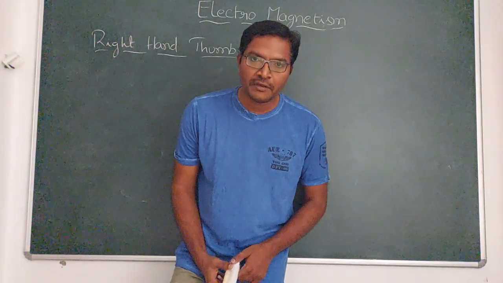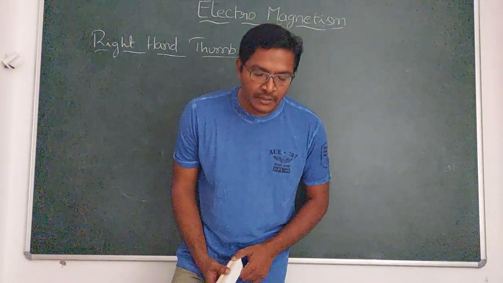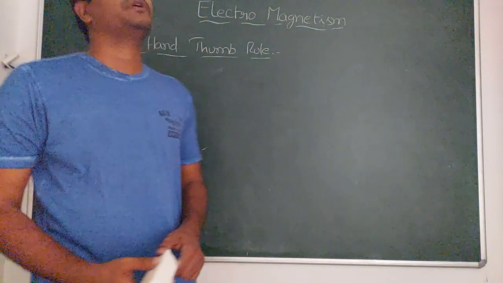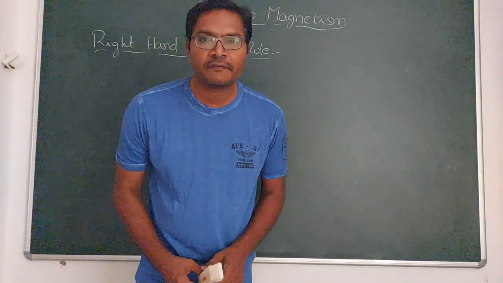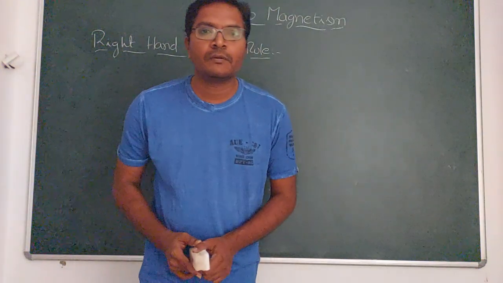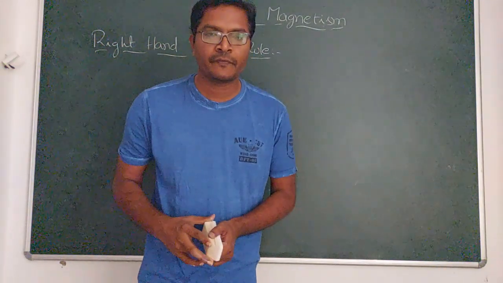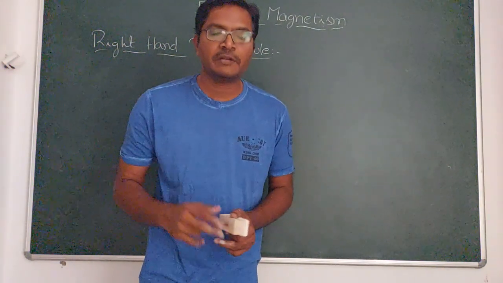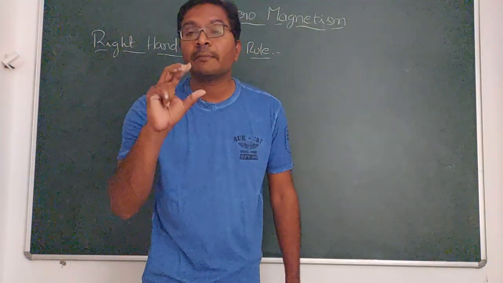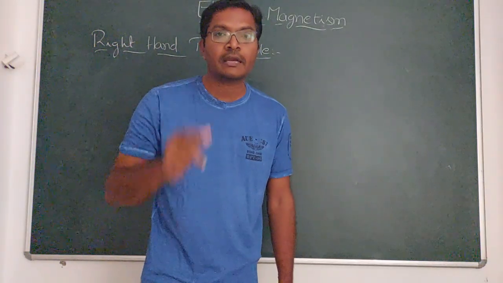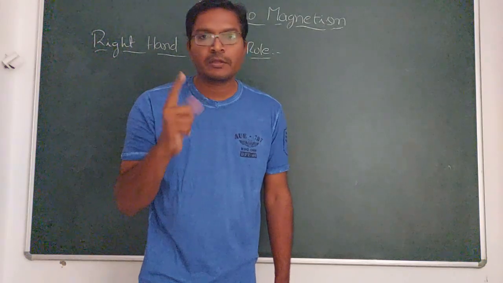So now this is the second video on electromagnetism. In this video we are going to find out the direction of magnetic field. Already in the previous video we have seen that when a current is passed through a conductor, according to Einstein's experiment, a magnetic field is developed around that conductor, which is perpendicular to the plane of the conductor.